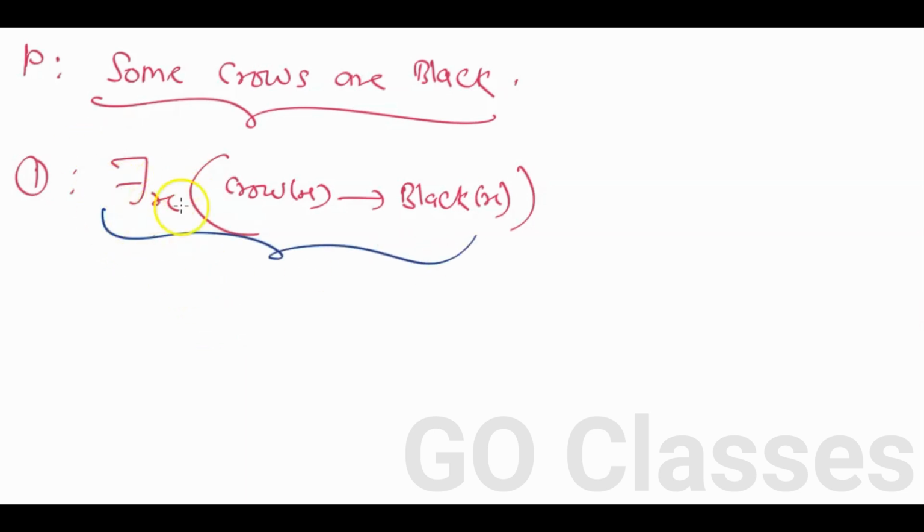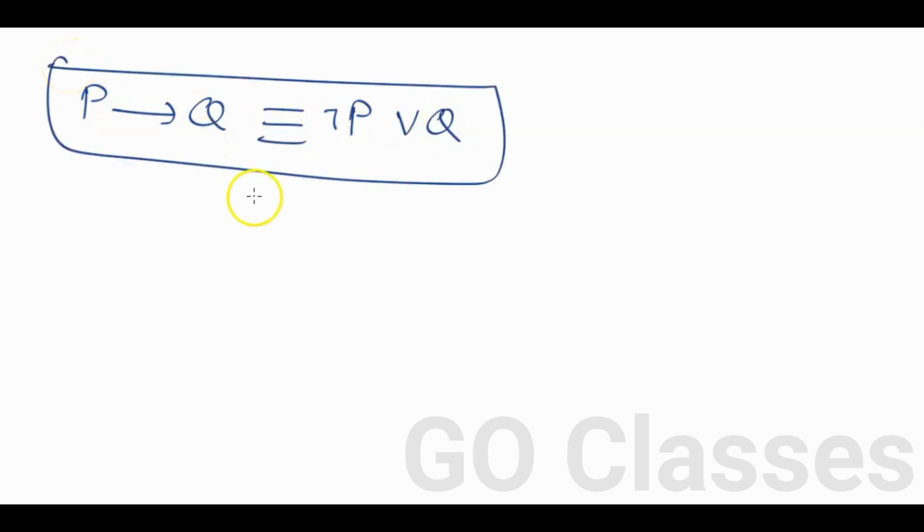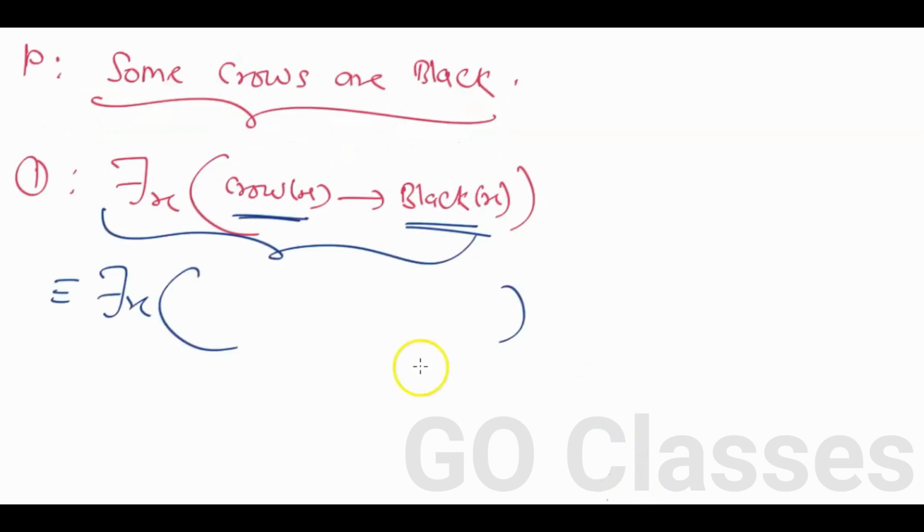This is saying that there exists an element in the domain such that if it is crow, then it is black. Remember, I can write it like this: there exists X. You already know that P implies Q is equivalent to negation P or Q. This is a standard equivalence that we have. An implication statement is equivalent to negation P or Q. So this is an implication statement, and I can write negation crow X or black X.